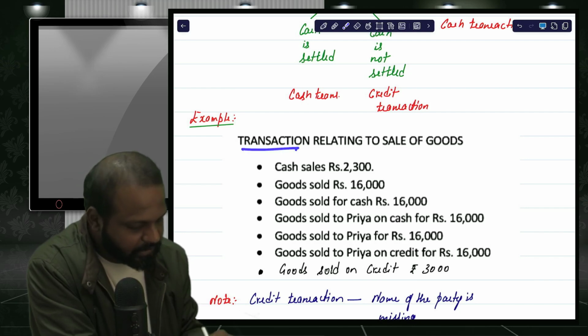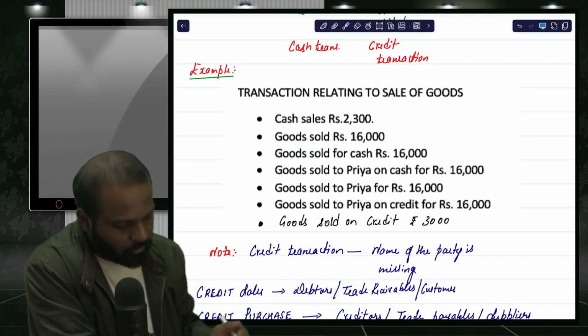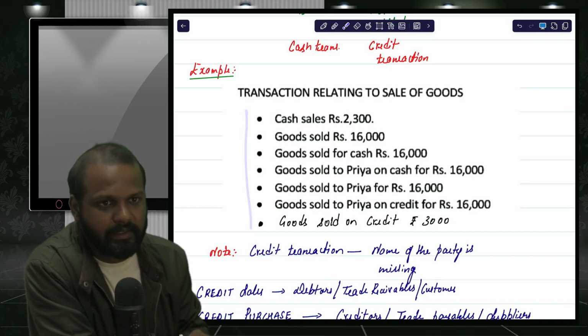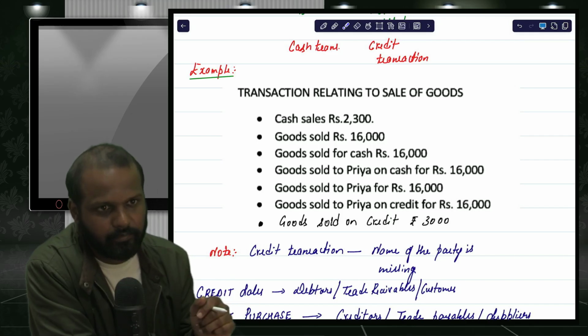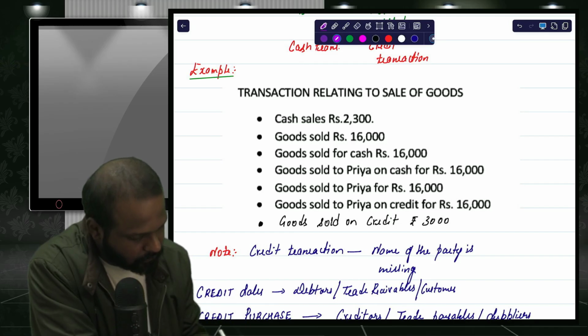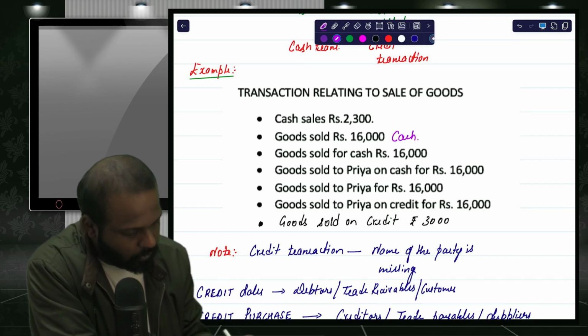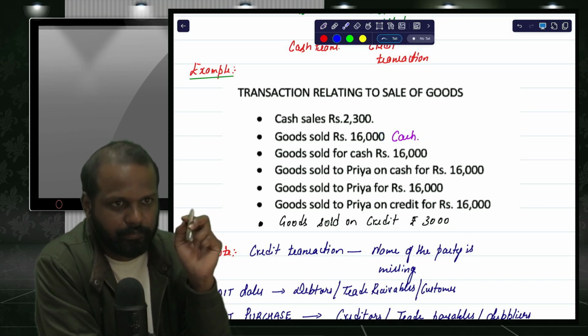That is transactions relating to the which one? Sale of goods. So all these transactions we need to classify as cash or credit. So this particular transaction is a cash transaction. No name of the person is given, then it is a cash transaction.